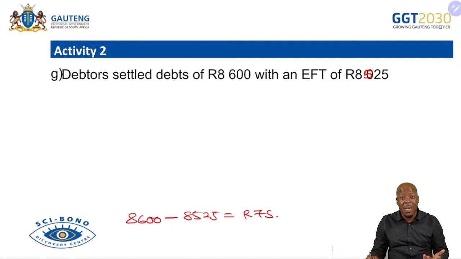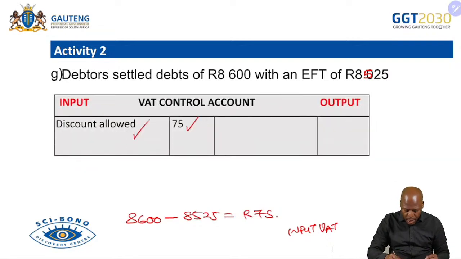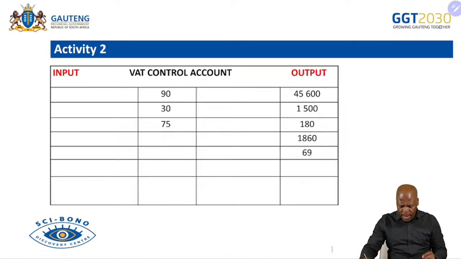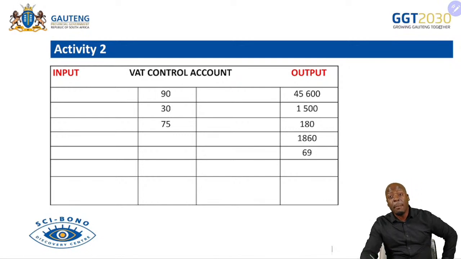So once we give discount, it reduces the amount that is due to SARS. Therefore, it means it goes to the input VAT. It goes to the input VAT. It reduces the amount that is due to SARS. There it is. It goes to your input, then 75, that is your discount. Now, let us quickly see the account as we close it off. As we close off, we want now to establish the amount that is due to SARS or due from SARS.